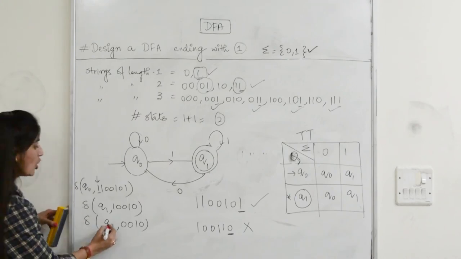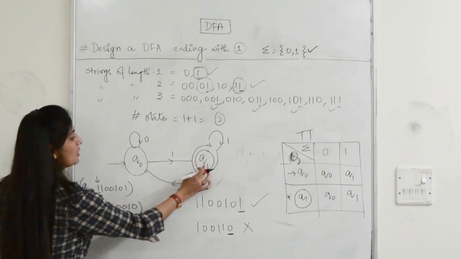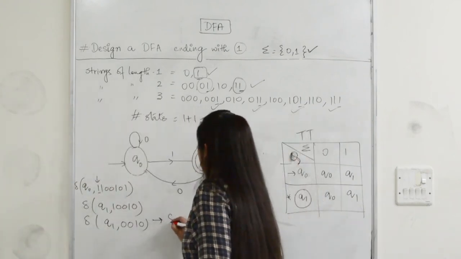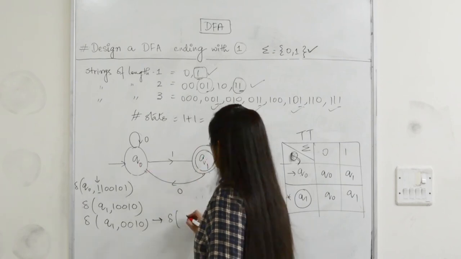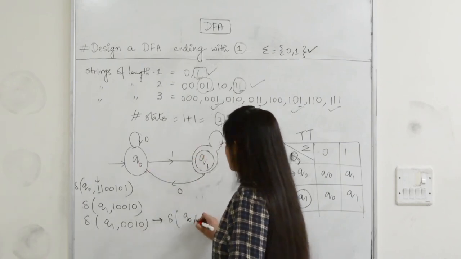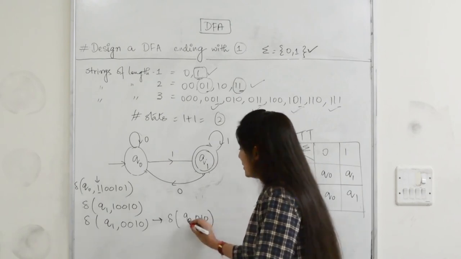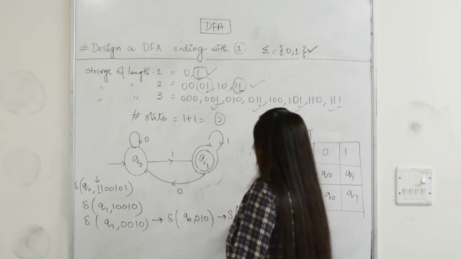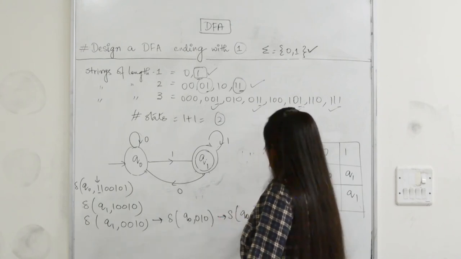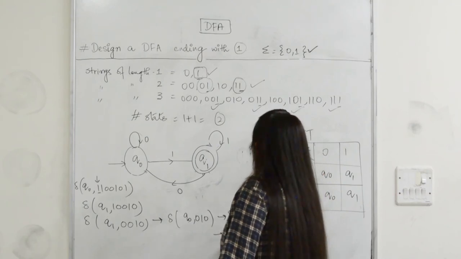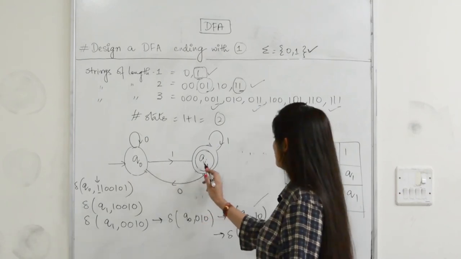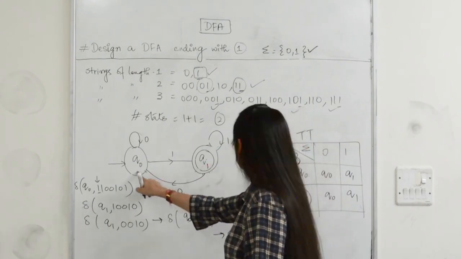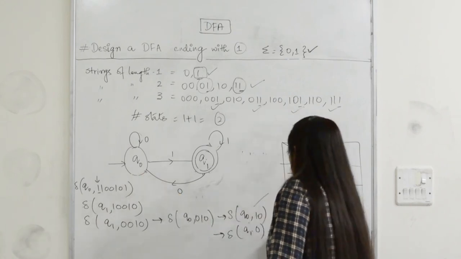Then again on this Q1 I have to process the 0. Q1 on 0 will reach Q0. I have processed the 0 and I am left with 010. Again Q0 on 0 will reach Q0. So it will be Q0 and I am left with only 10. Again on Q0 when you process 1 we reach Q1 and we are left with 0, and Q1 on 0 reaches Q0.